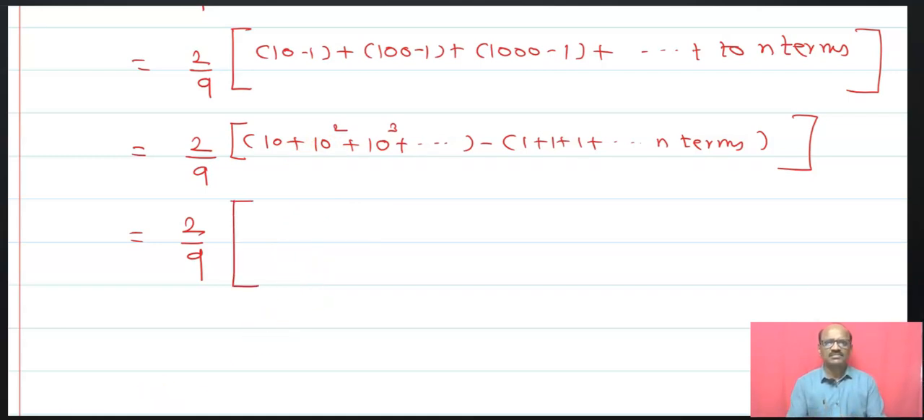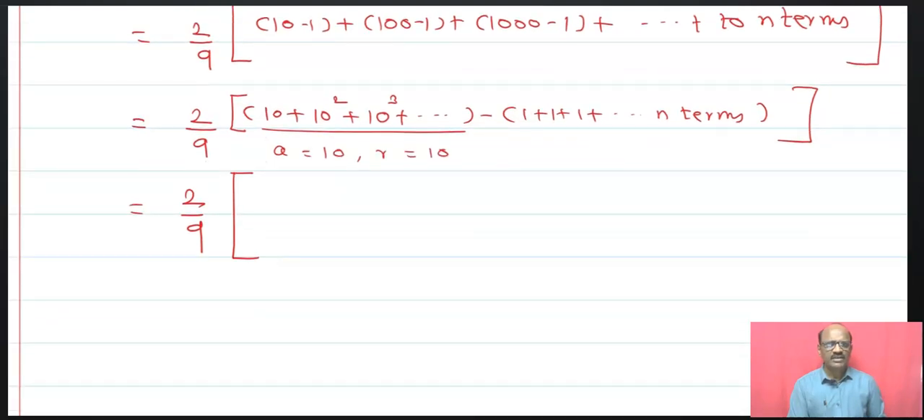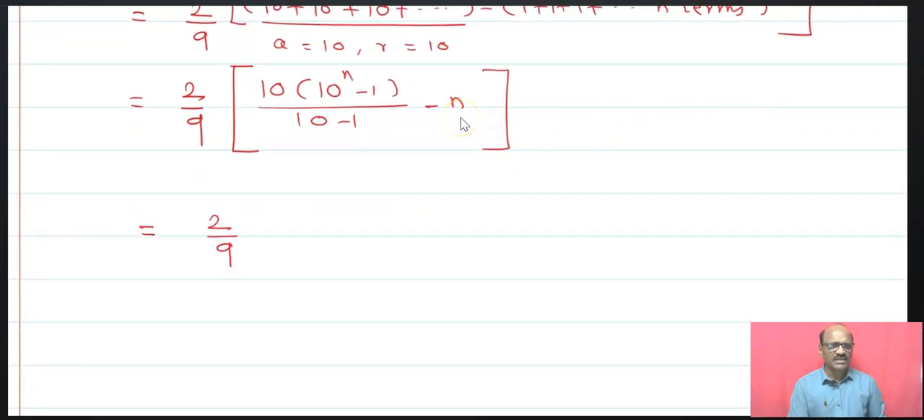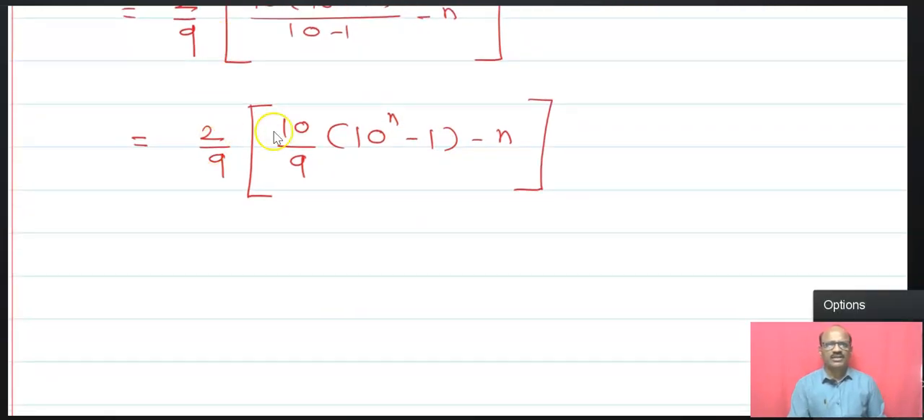Now see this here. This is in GP. The value of A is 10, I am writing there. R is equal to 10. Now how is this R? 10 square upon 10, that is, R is equal to 10. The value of R is greater than 1. Therefore, we will apply the formula A times R raised to n minus 1, minus the sum of all these 1s, which becomes n. Now simplify this, that is 2 upon 9 in the bracket, 10 upon 9, 10 raised to n minus 1, minus 9.